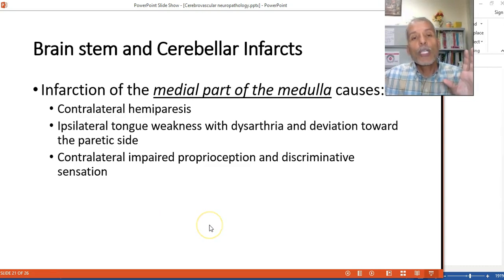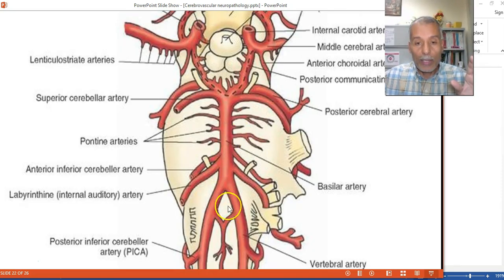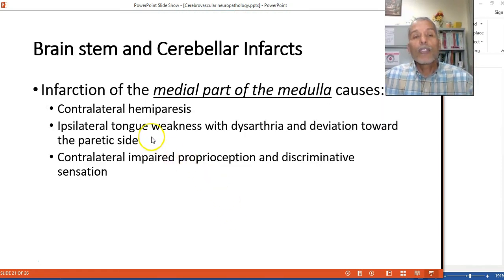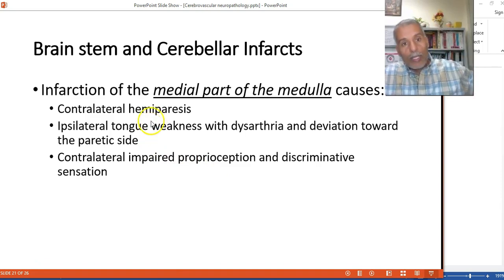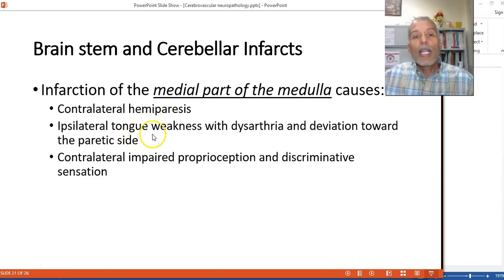If the infarction is in the medial portion of the medulla, let me go back again here, in the medial portion of the medulla here, what's going to happen? We have contralateral hemiparesis, weakness on one side, and ipsilateral tongue weakness on the same side as the infarction. With also dysarthria and deviation, the tongue is going to deviate toward the side that has the hemiparesis.